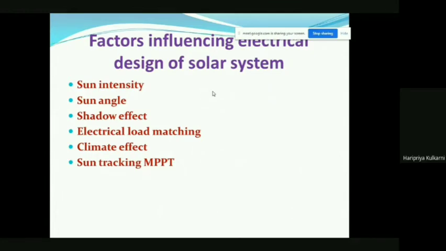Then climatic effect. As you know, during sunny days, we get maximum solar efficiency. We can have maximum extraction of the power from the sun. Whereas in winter or a rainy season, comparatively the heat energy is less and we get less solar power. But almost throughout the year, we get a minimum of 6 to 8 hours of solar energy. Then last is the sun tracking or MPPT, which is again an important factor. We are going to take one experiment based on this.